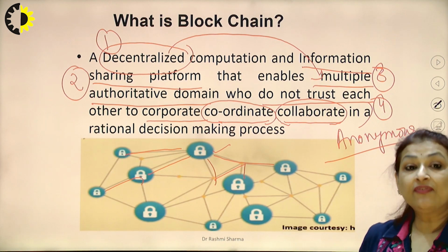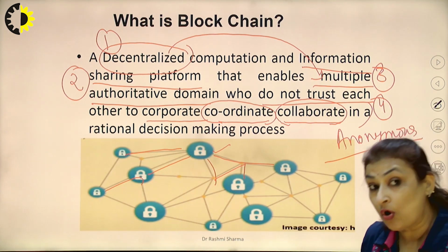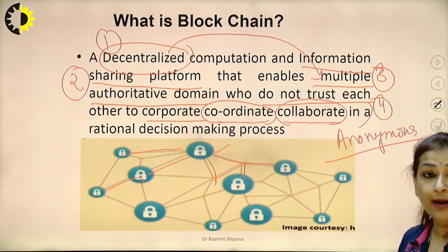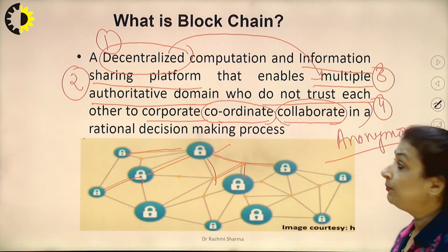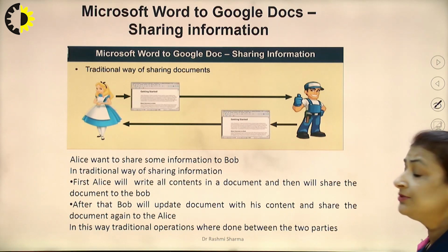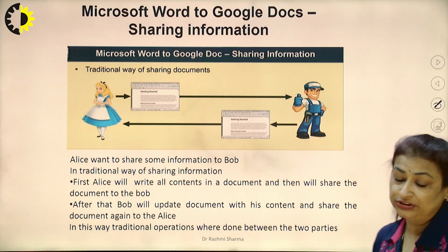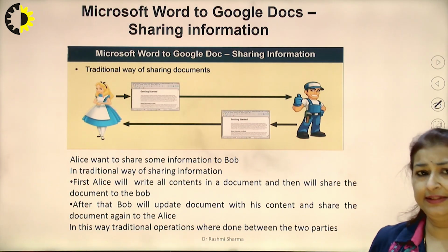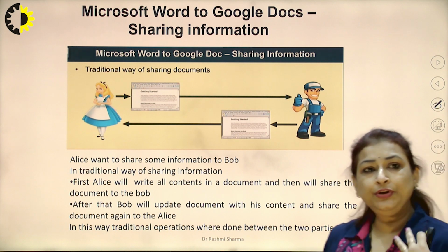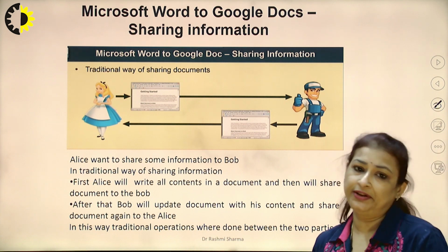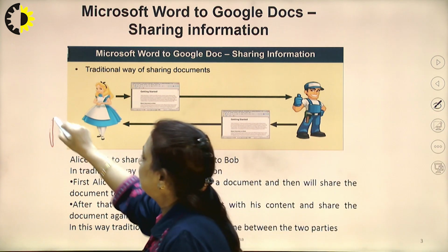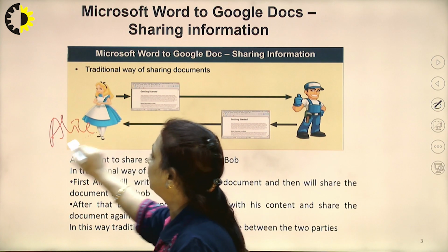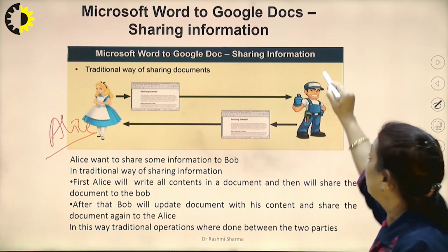So we have multiple users, we have all those particular rights, and we are collaborating with each other. So this is the basic idea of the blockchain. Now comes how this particular blockchain comes into the picture, or how we can define that. Normally, when we were using MS Word for sharing information, I'm taking the example of Alice and Bob.